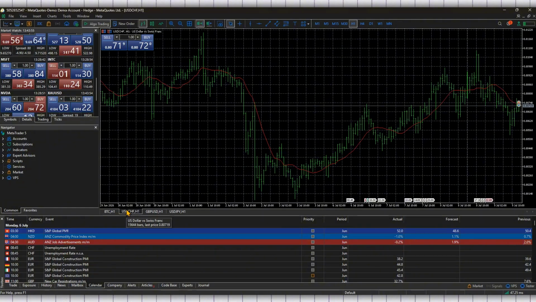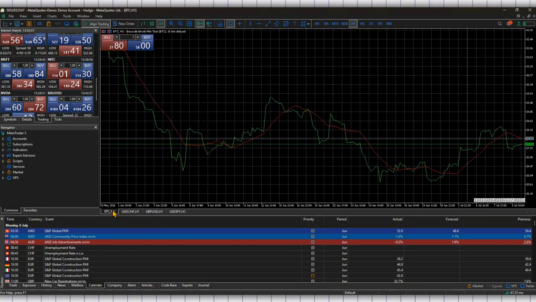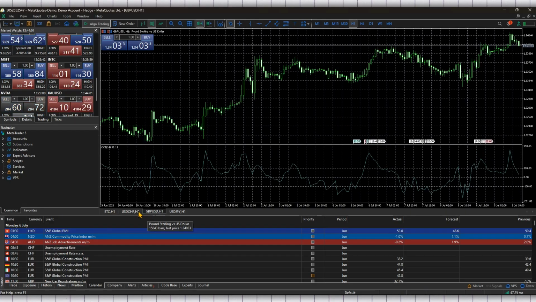So, let's get started. Instead of only looking at the chart and current price movement, depth of market gives you another layer of information by showing where buying and selling interest may be sitting in the market.